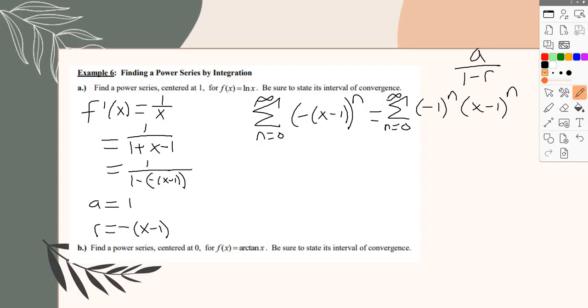So this all technically equals f prime of x. This is the power series for 1 over x centered at 1. Agreed? But again, we talked about how do I undo a derivative? Take the integral. So I have f of x equals the integral of my summation.